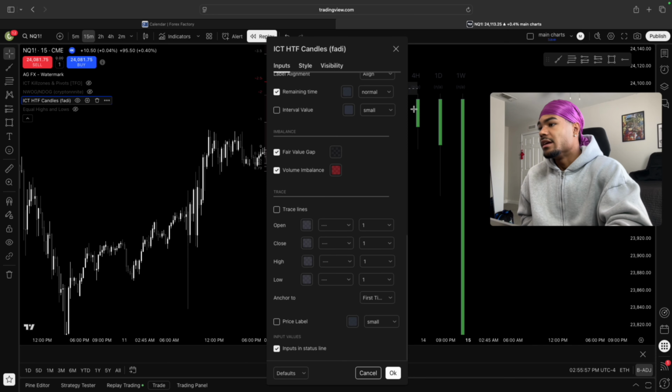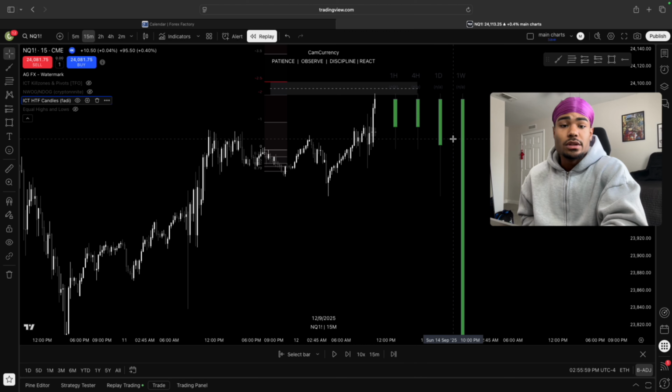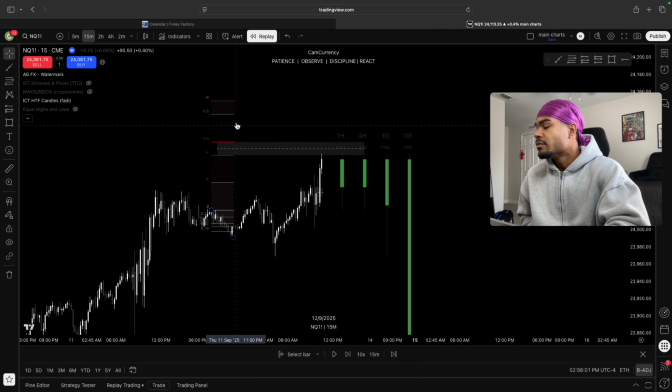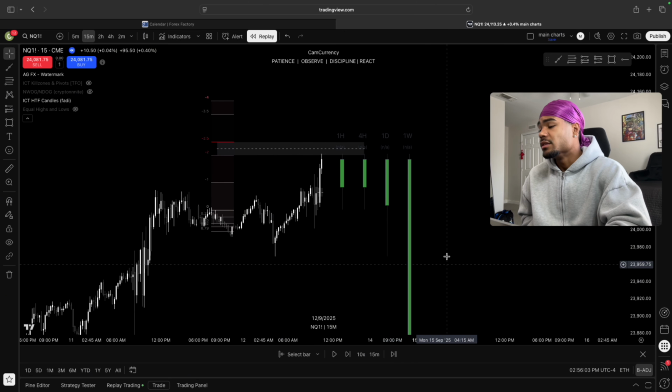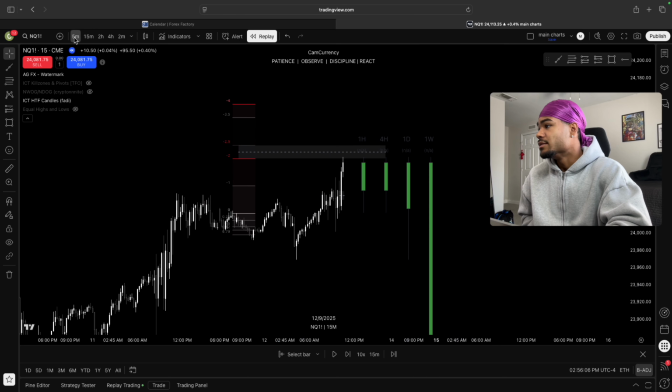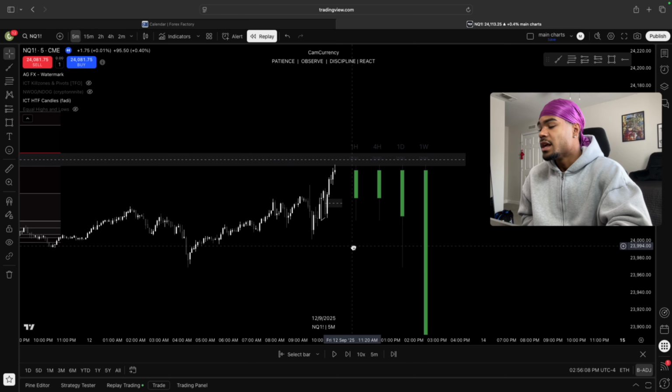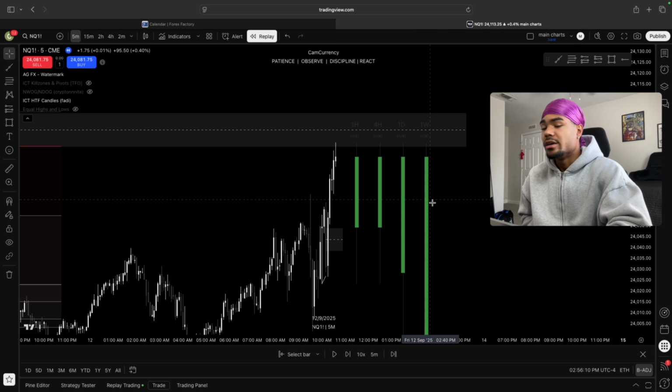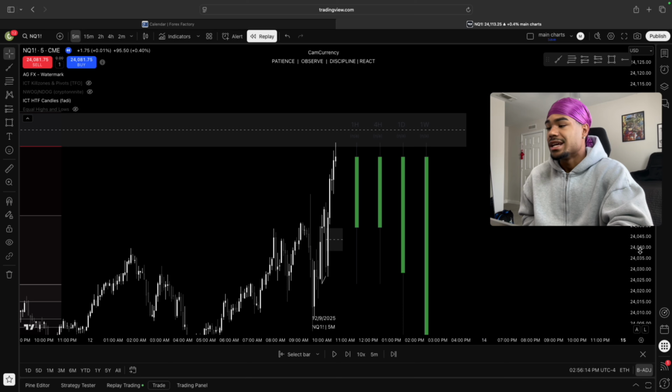I'll say it like this: if every one of these candles is green, I obviously want to look for longs. And vice versa, if they're all red, we obviously want to look for shorts, because these are all the higher time frames. And I'm usually focused on the 5 minute and the 15 minute. So these just give me an understanding of where price is going on the higher time frame without having to actually cycle through charts.